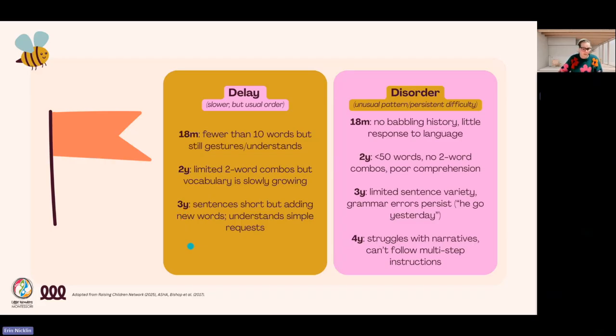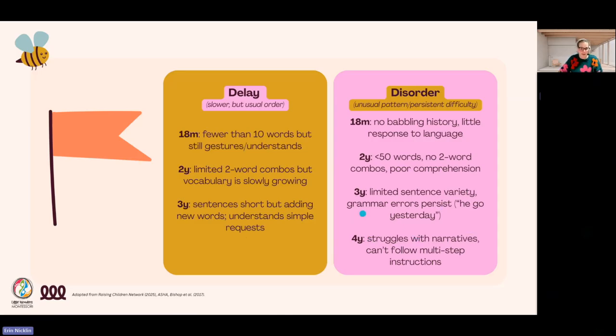At 3 years for a delay, we've got sentences, but they're short, and we're adding new words slowly, and we can understand simple requests. So again, it's what we're typically wanting to see, but it's just that little bit slower and just behind their peers.